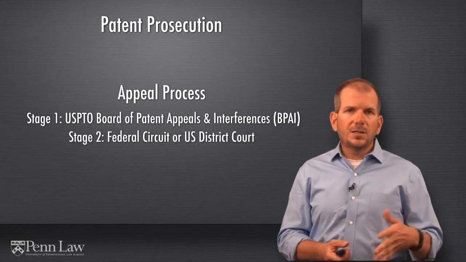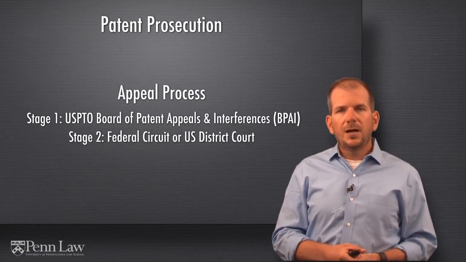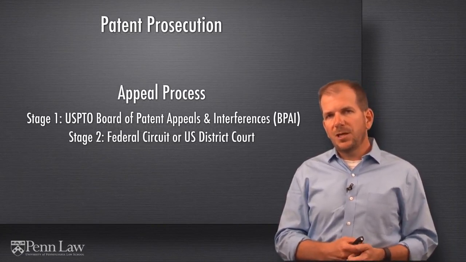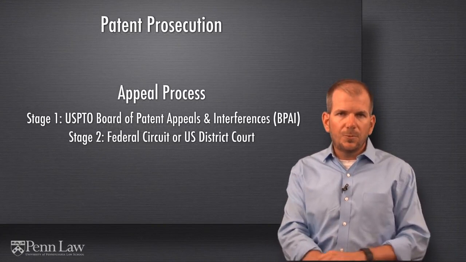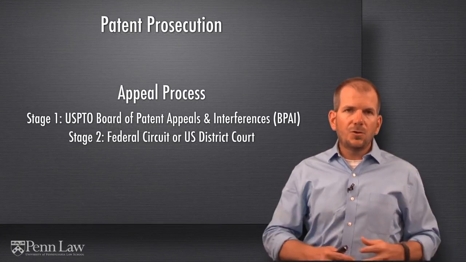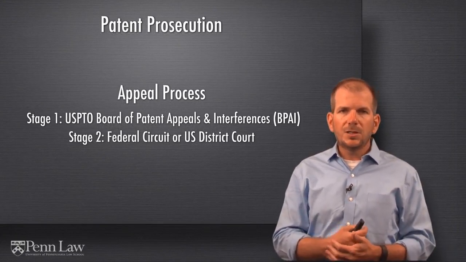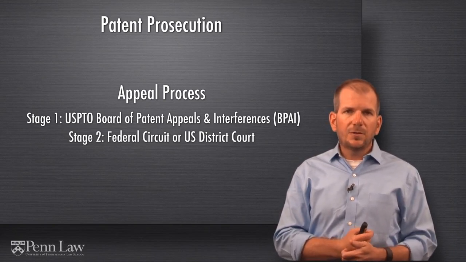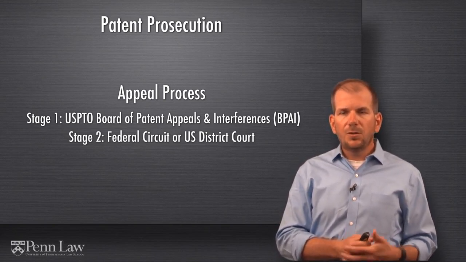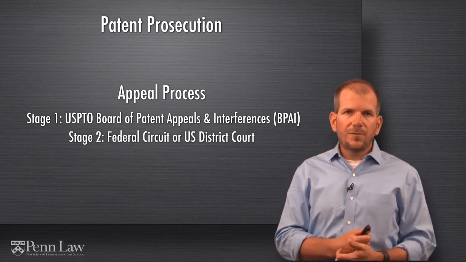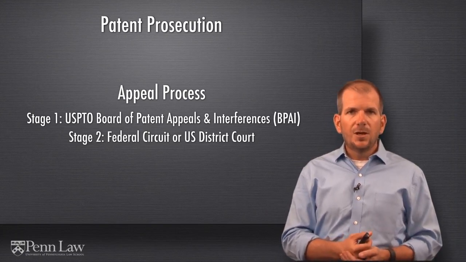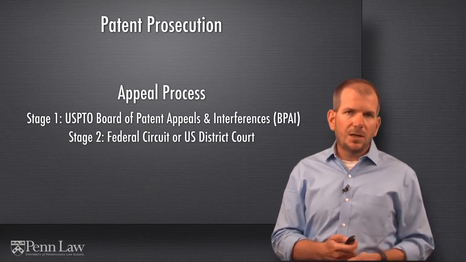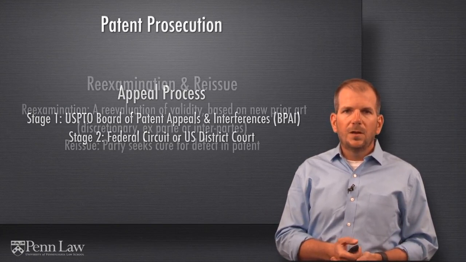There's an appeal process inside the Patent Office. The first step, if you wanted to appeal a decision by a patent examiner, would be to go to the internal Board of Patent Appeals and Interferences. If you are dissatisfied with the result there, you can appeal to the U.S. Court of Appeals for the Federal Circuit in Washington, D.C., or sometimes, in some cases, with a local district court.